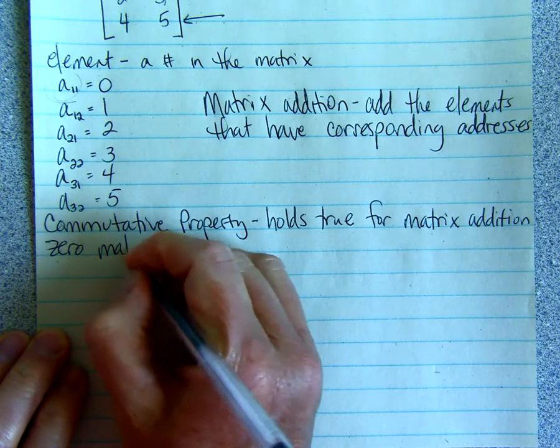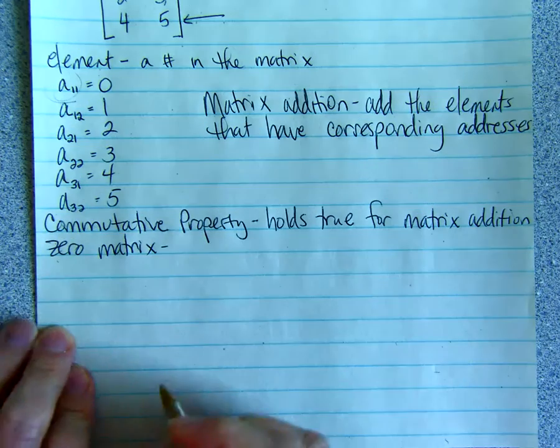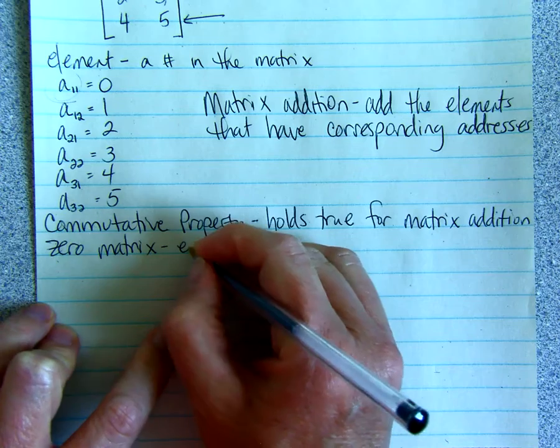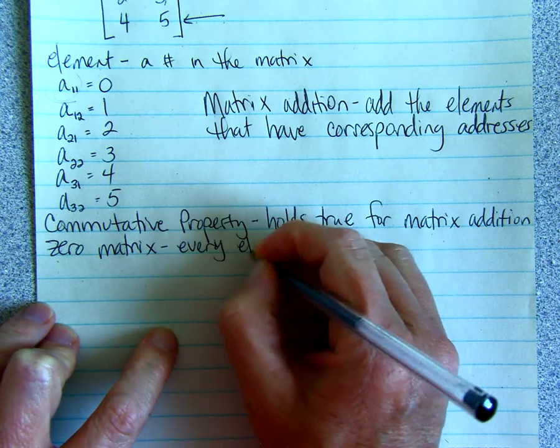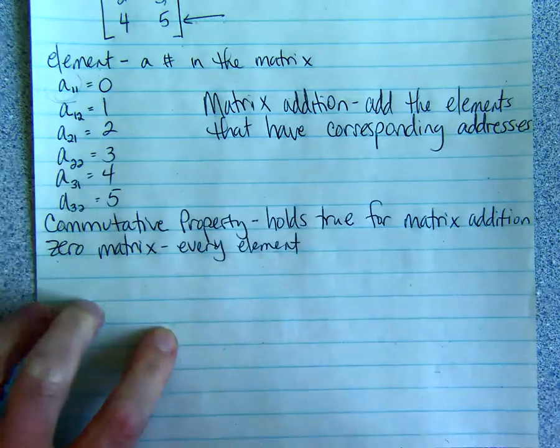The zero matrix is called the zero matrix if every element has a value of 0. So it's just a matrix with all zeros.